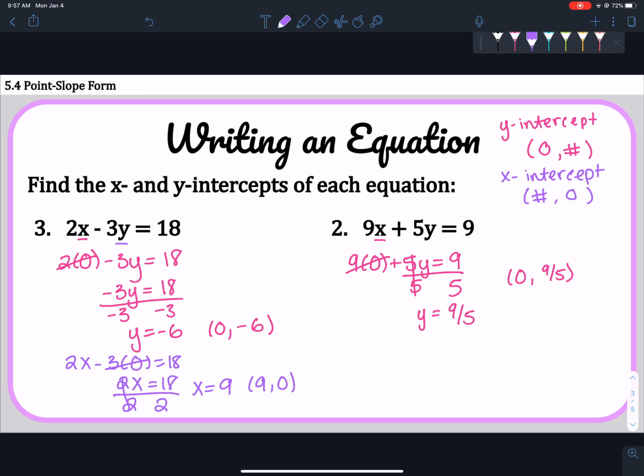Then I'm going to solve for my x-intercept and plug in 0 for y. So we get 9x plus 5 times 0 is equal to 9. Again, 5 times 0 cancels. We can divide everything by 9, and we get x is equal to 1. So our x-intercept is (1, 0). There we go. We found the intercepts for each equation, and then we could proceed to graph these.